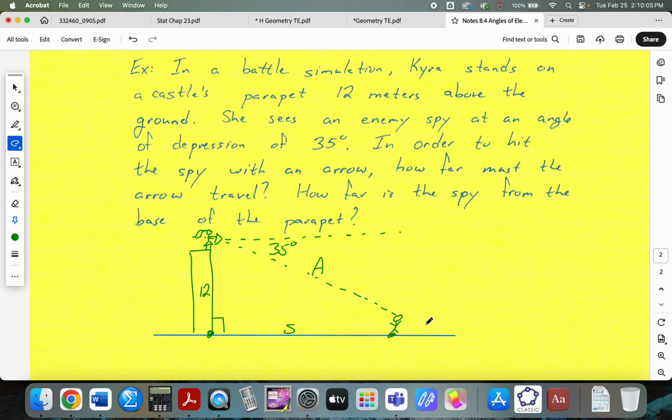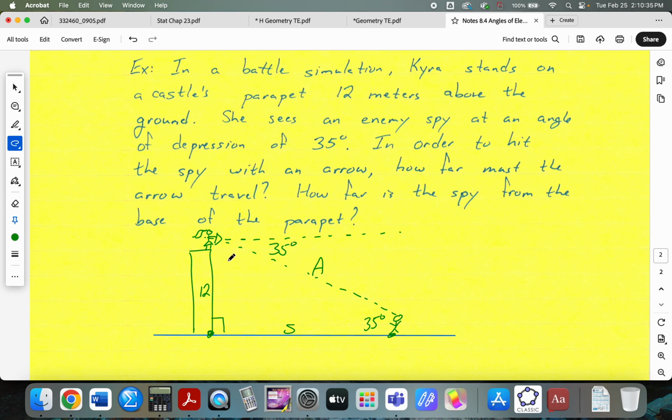And as I told you earlier, the angle of depression is the same size as the angle of elevation. It's all about perspective. If the hero of the story was the spy, we would tell you the spy sees someone up here at an angle of elevation of 35 degrees. It's just a matter of perspective. But those two angles will always be the same.